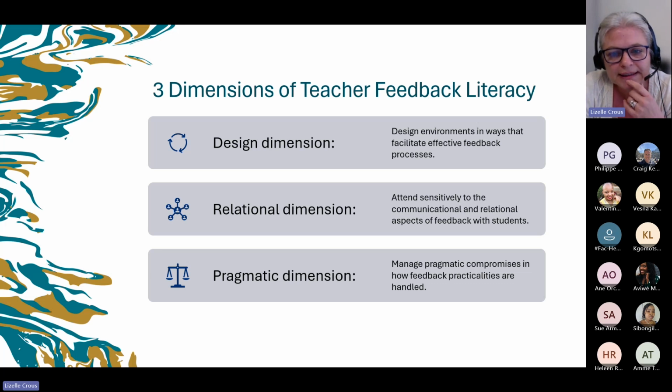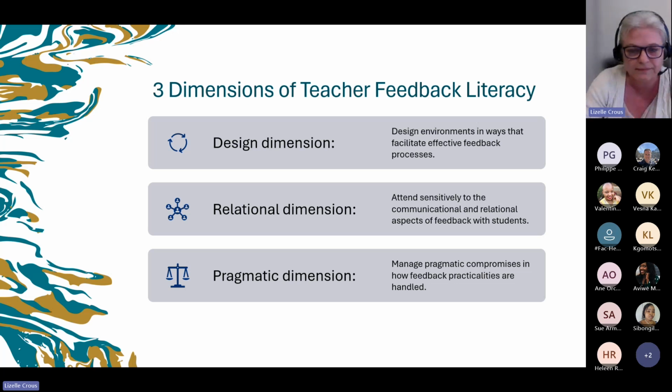The relational dimension is to attend sensitively to communicational and relational aspects of feedback with students. And then lastly, how do we manage compromises in how feedback practices and practicalities are handled?